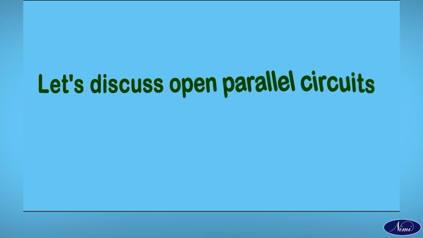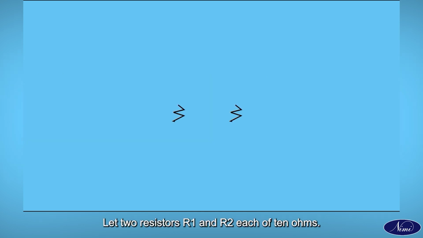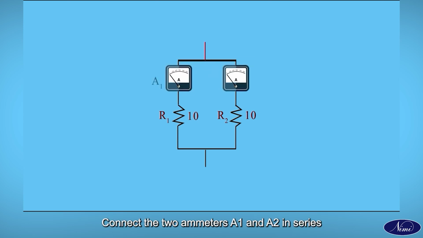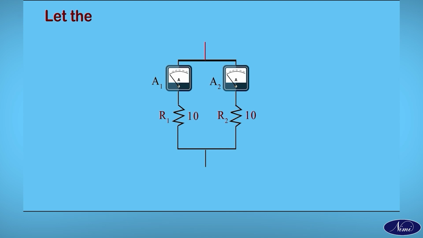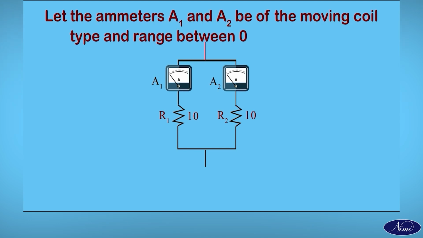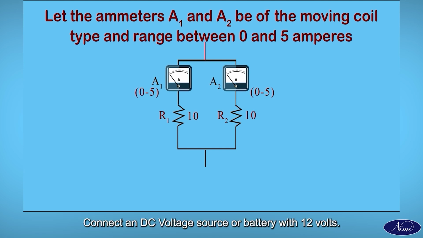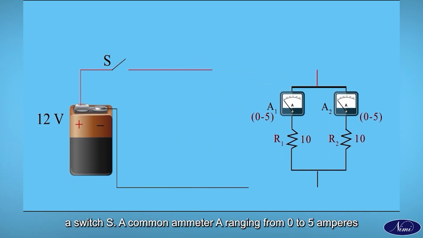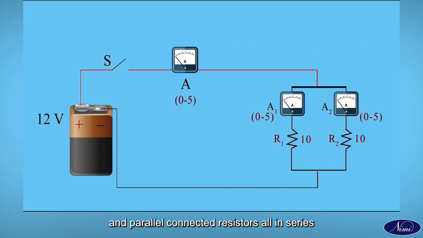Let's discuss open parallel circuits. Let two resistors R1 and R2, each of 10 ohms, be connected in parallel. Connect the two ammeters A1 and A2 in series with the resistors R1 and R2 respectively. Let the ammeters A1 and A2 be of the moving coil type and range between 0 and 5 amperes. Connect a DC voltage source or battery with 12 volts, a switch S, a common ammeter A ranging from 0 to 5 amperes, and parallel connected resistors all in series.